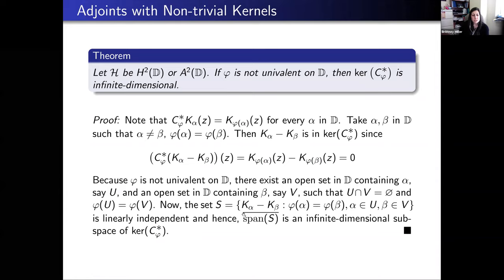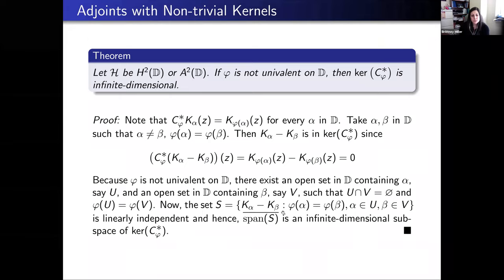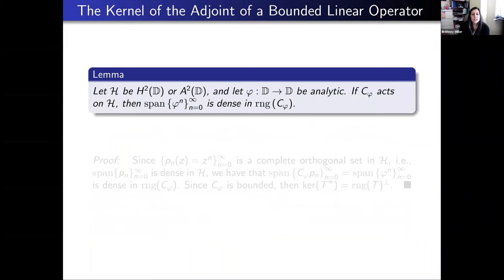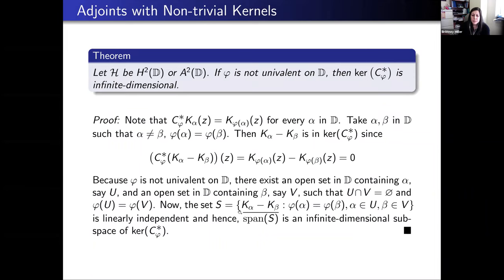Let me say that a little differently. We don't yet know if the closure of the span of this set is the entire kernel, but we do know that it's infinite dimensional. And one other thing I skipped over, but is hopefully clear, is that our reproducing kernel functions are linearly independent, and so the differences of different reproducing kernel functions are also linearly independent.